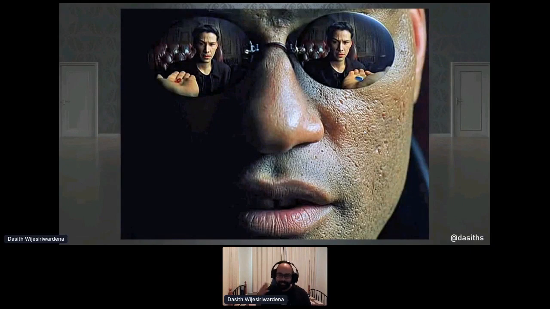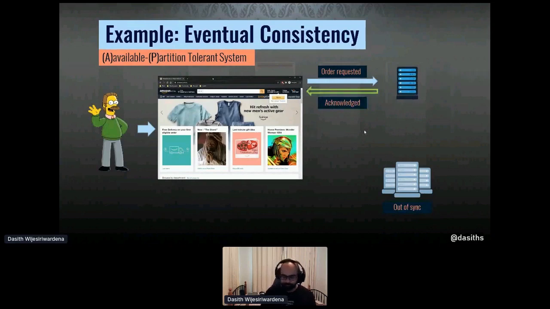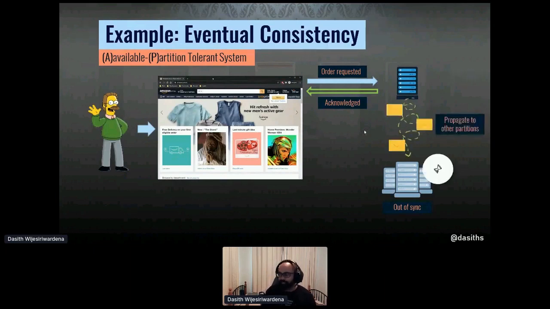So what if I told you there's another way of dealing with systems? But this means leaving the transaction safety rules you've been used to. This way involves the same request going, but instead of waiting for the change to propagate to all the nodes, we acknowledge it. I didn't confirm it yet, I just acknowledged it. And meanwhile, it's propagating to the other partitions.